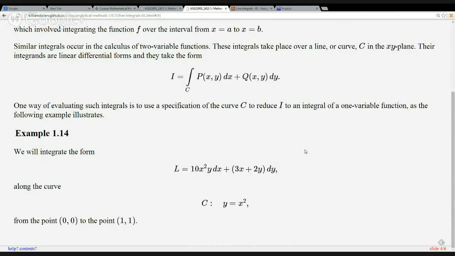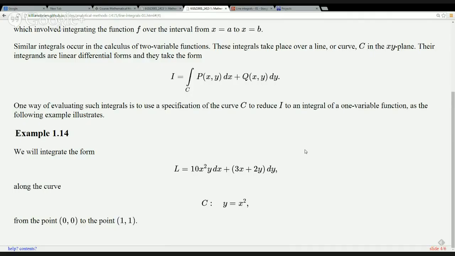So that example illustrates the basic idea. Use the information about the curve. If you're going along a curve, then there will be a direct relationship between the two variables x and y. So if possible, by analyzing the description of the curve, you make a substitution. You can replace one of the variables with its functional dependence on the other variable. So you translate everything into one variable.